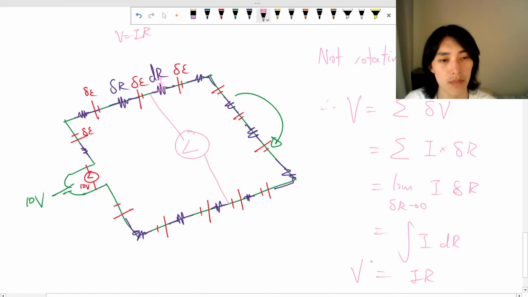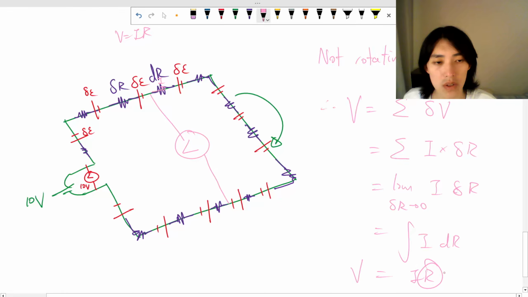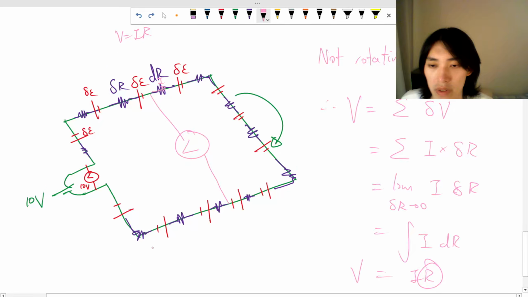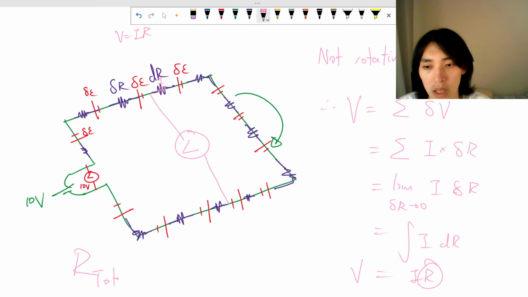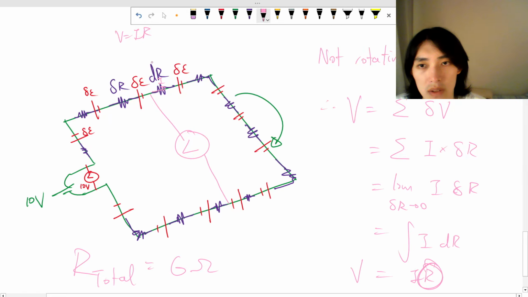So the voltage V is equal to IR. Now it's not just any IR. This is not the total resistance of the whole thing. If the total resistance is, let's choose a number, 6 ohms, then this is the resistance of the resistors that we've summed along this pink path.